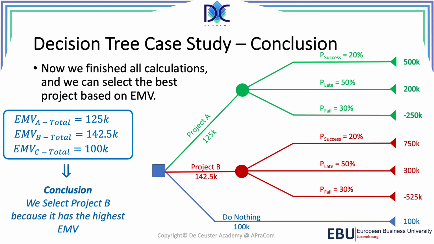Basically, these are the decisions that we make, and perhaps you can see that in the video that I shared, I made a small error here. I said that we select project A, but of course, when we look at the calculations, it should be project B. So that was it for the decision tree.